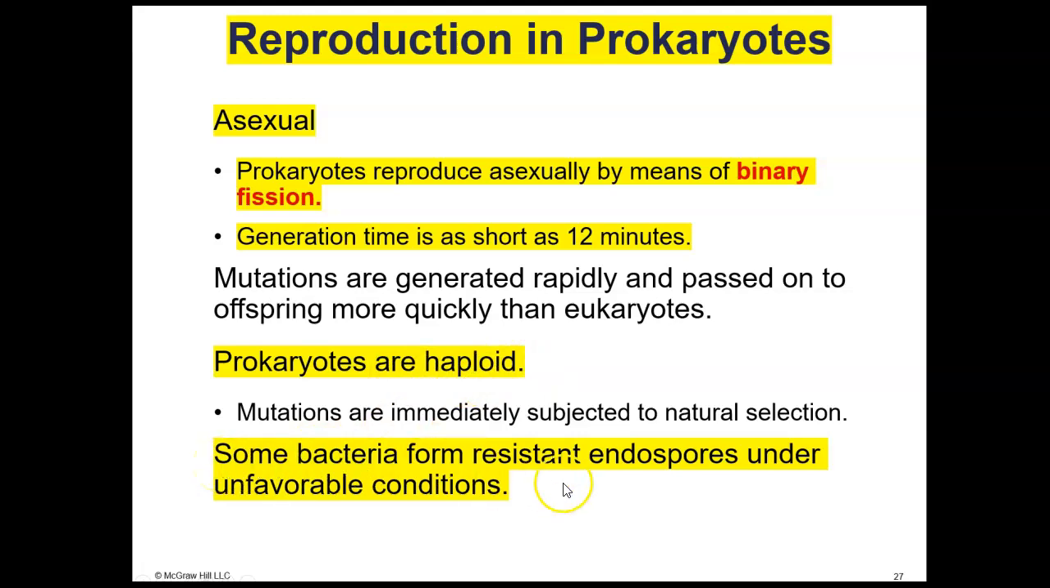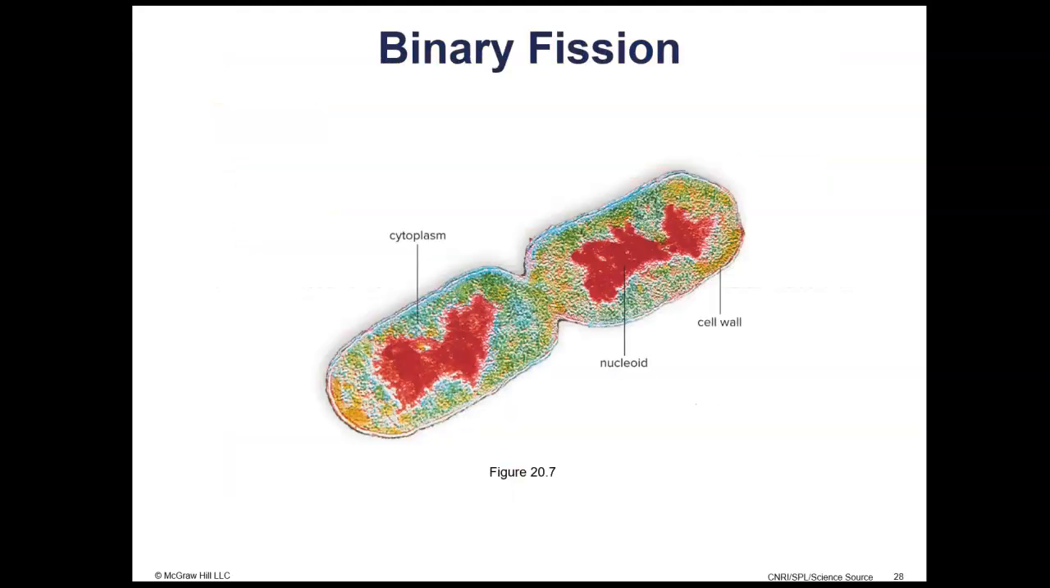Some bacteria form resistant endospores under unfavorable conditions, like maybe it's too hot or too dry, or the pH isn't where it needs to be. Then they'll form these endospores until conditions become favorable. Now, this is a picture of a bacterial cell that's in the process of dividing by binary fission.